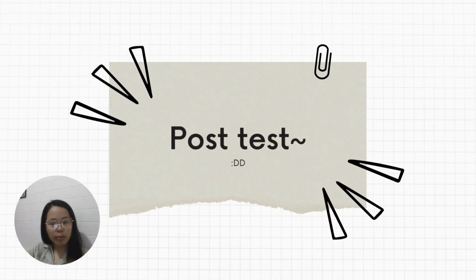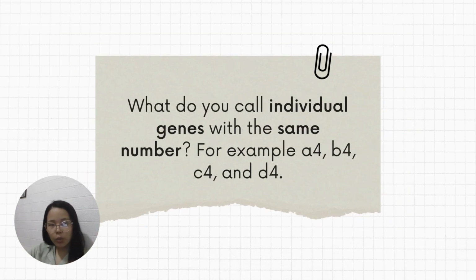Now to everyone's favorite part of every presentation, the post-test. What do you call individual genes with the same number? For example, A4, B4, C4, and D4. You may pause the video for a bit so that you can have more time to think about it.